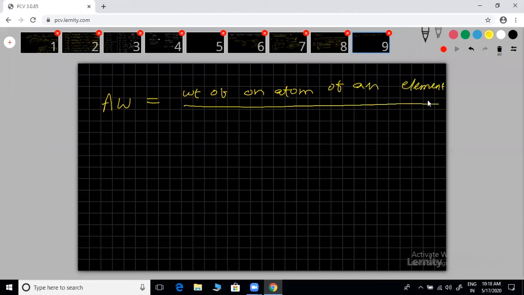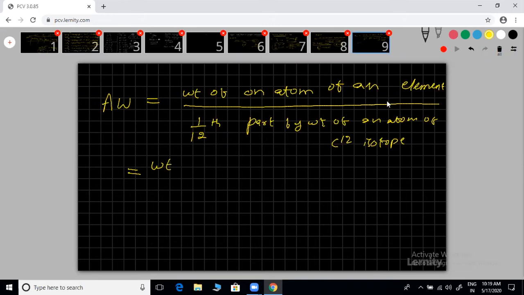divided by 1/12th part by weight of an atom of C12 isotope. This is the IUPAC definition. We are going to elaborate on this a little bit properly.